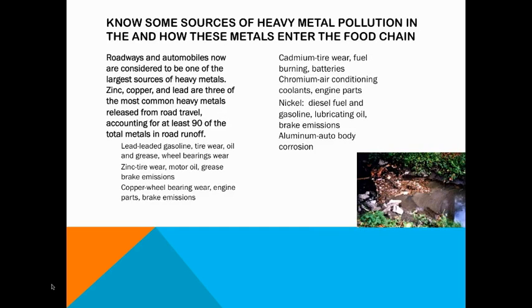Now, here are some examples of heavy metal pollution. By far, roadways and automobiles can be heavy metal producers. Zinc, copper, and lead are three of the most common heavy metals released from road travel. Industry also creates heavy metals as byproducts or as part of the processing chain, and these can get into the environment. But lead can come from gasoline, tire wear, oil and grease, wheel bearings.